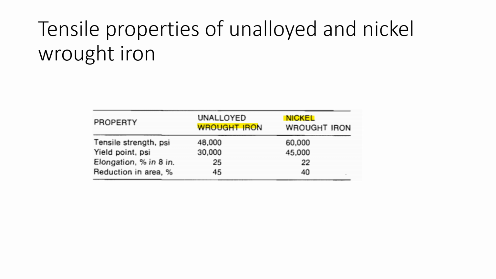The mechanical properties of wrought iron are improved when another element, nickel, is melted with the wrought iron in some composition. The tensile strength is improved from 48,000 to 60,000 psi. Similarly, the yield point is also improved. The elongation is reduced from 25 to 22% in 8 inches, and the reduction in area is reduced from 45% to.